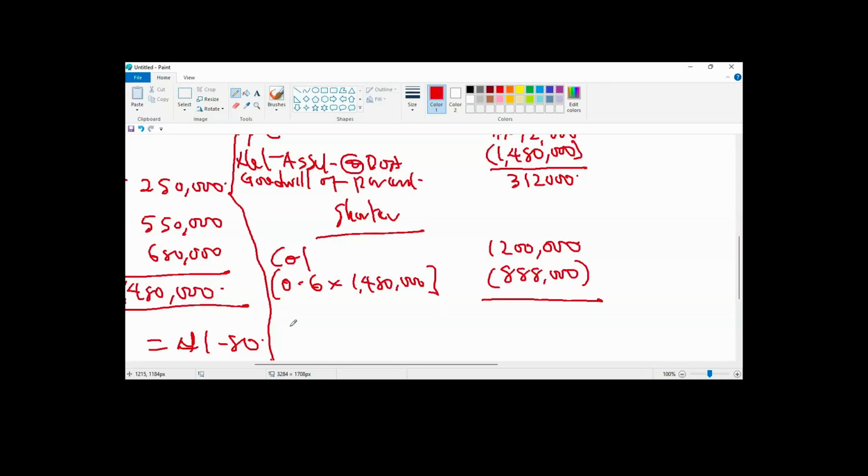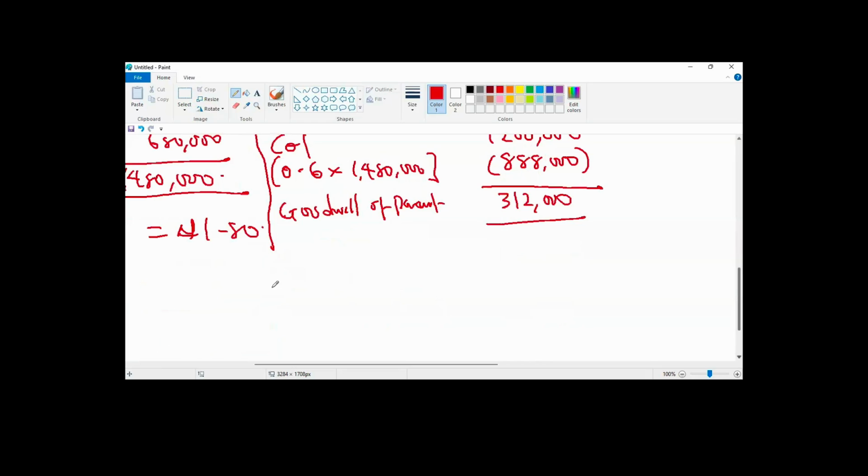This will now give me the same goodwill of parents. 312. With 312. Now, I can decide to get the goodwill of the NCI instead of the parent first.